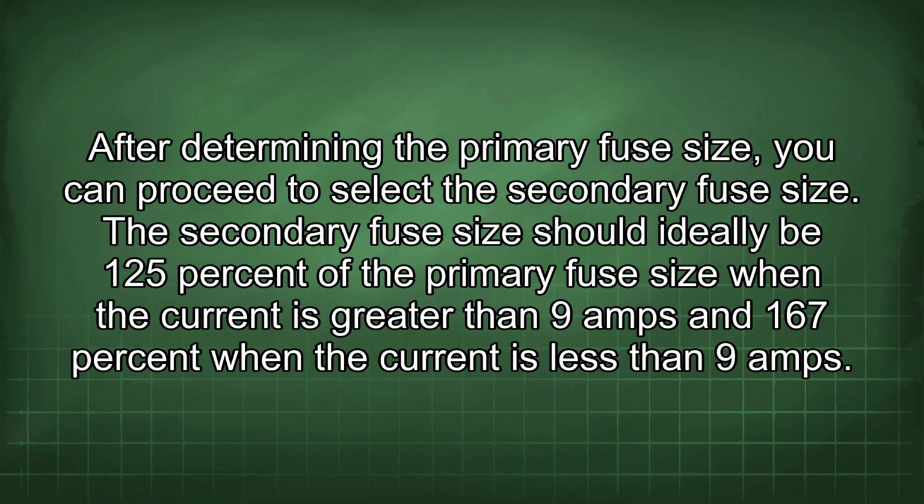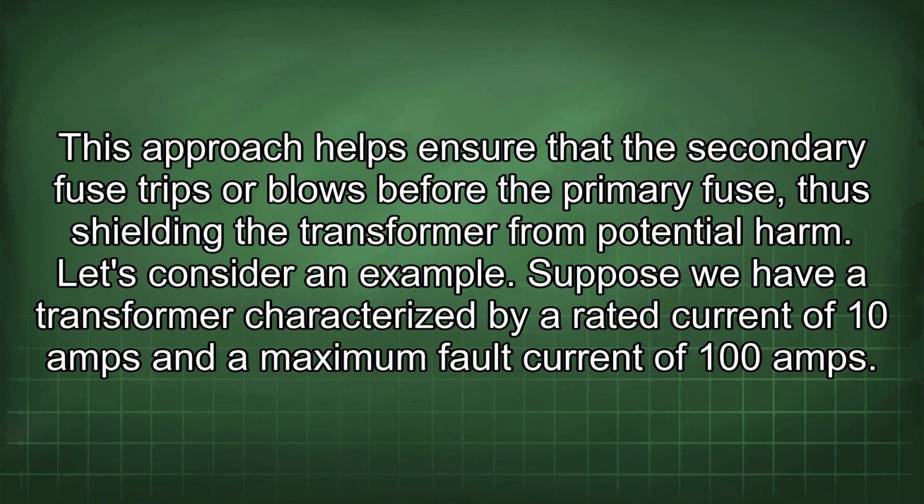The secondary fuse size should ideally be 125% of the primary fuse size when the current is greater than 9 amps and 167% when the current is less than 9 amps. This approach helps ensure that the secondary fuse trips or blows before the primary fuse, thus shielding the transformer from potential harm. Let's consider an example.